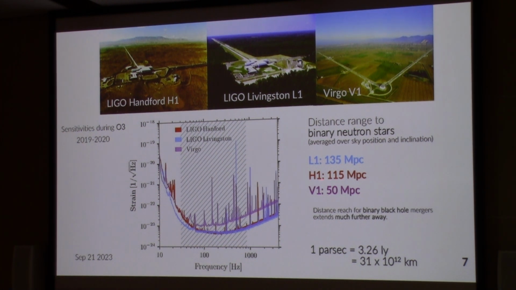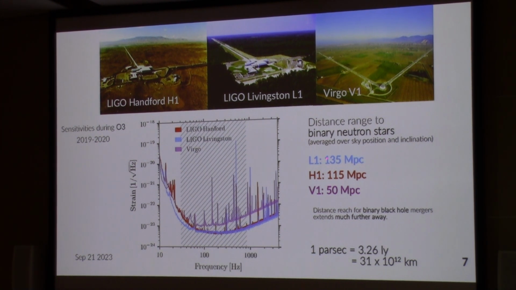So you see with Livingston, with this detector here, we were able to observe a typical binary neutron star at a distance of 135 megaparsecs. I'm not sure whether you understand what the neighborhood of our galaxy is, but this is much further away than the galaxy cluster in which we are. This typically corresponds to several tens of thousands of galaxies.